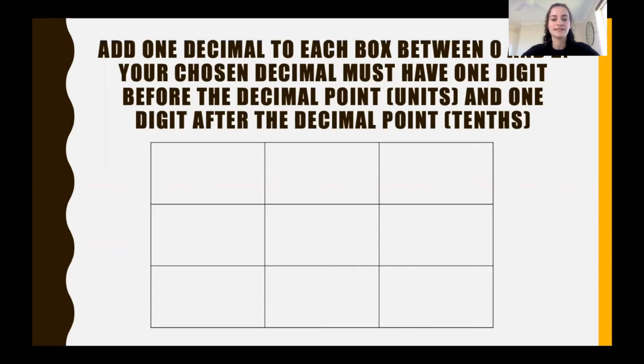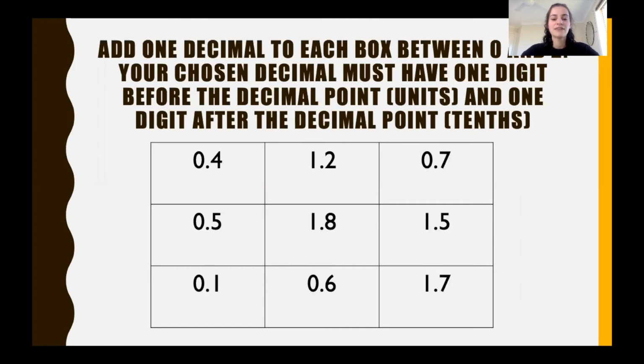I will give you an example now. I could put 0.4. I have 0 in my units column and 4 in my tenths column. Or I could put 1.2. I have 1 in my units column and 2 in my tenths column. Here are some other examples of what you can include in your grid. Pause the video now so you can fill your grid up with all the decimals that you would like to choose.